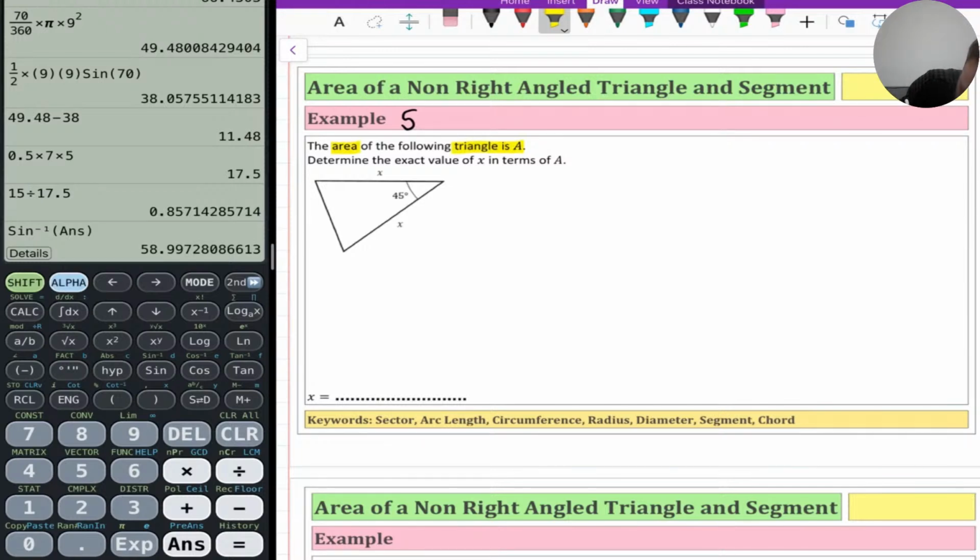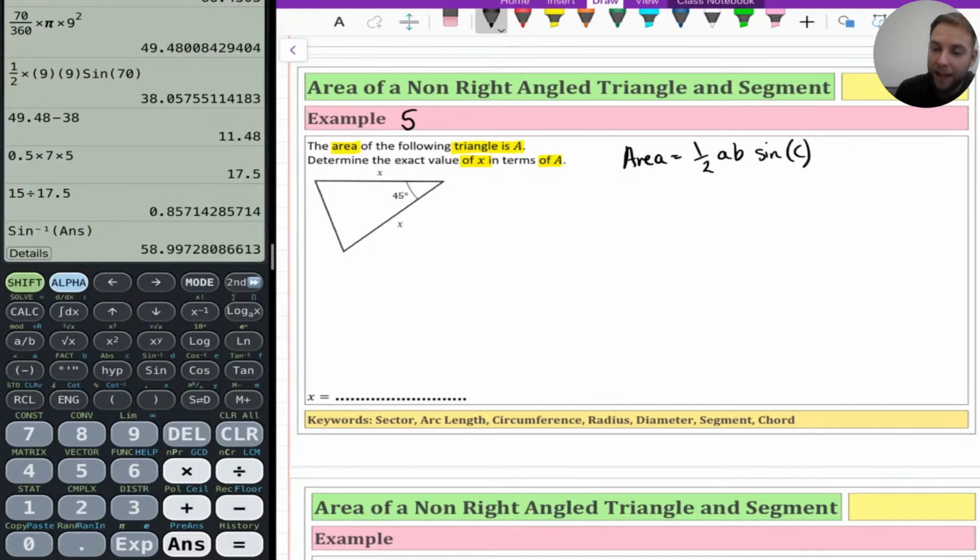It's asking for x in terms of the area. Sorry, it's asking for x in terms of the area. So we know that we're going to be using the formula for the area, which is area is equal to a half ab sine of C, which is the angle in the middle.